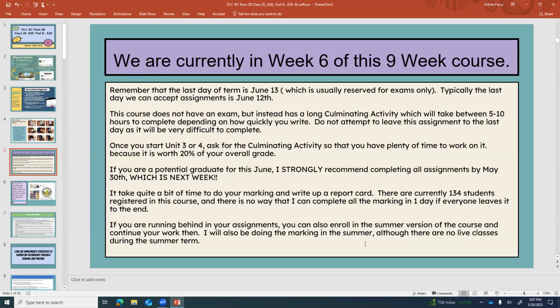Now, if you are a potential graduate for this June, I really strongly recommend completing all your assignments by May 30th, which is next week. Okay, it's coming up on us, because it takes me a really long time to do all the marking. I already have quite a stack of marking that I'm working my way through. I have 134 students in this course. If everybody leaves it to the last day, there's no possible way I can get it all done in time for grad, okay? Let me know if you are a potential grad. I normally am somewhat aware of it already. And if you aren't sure, check with me.